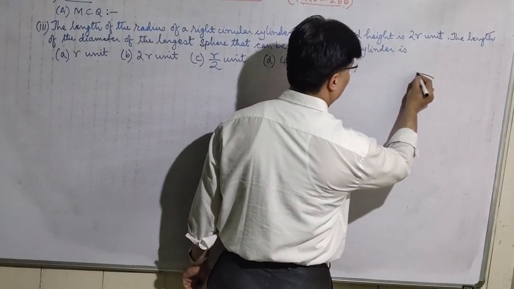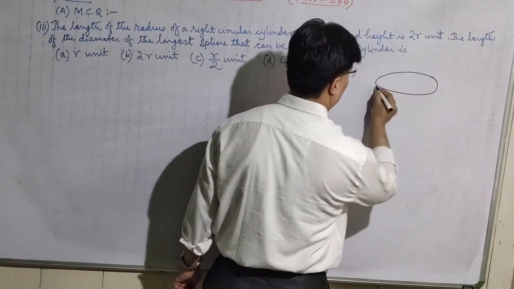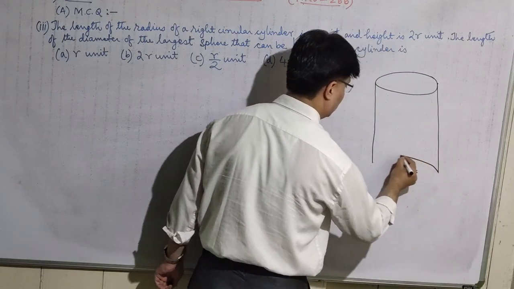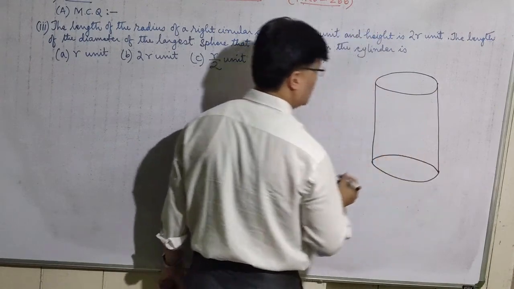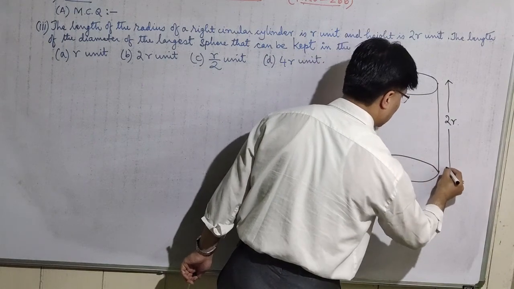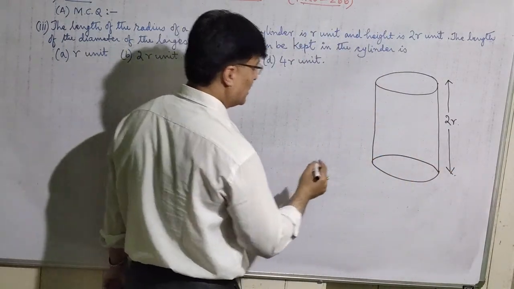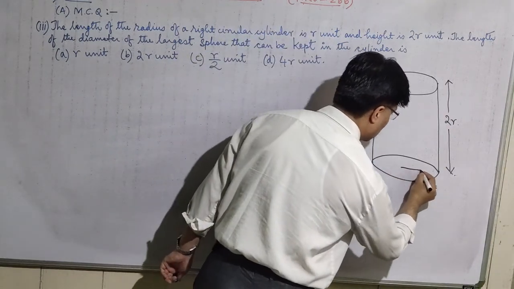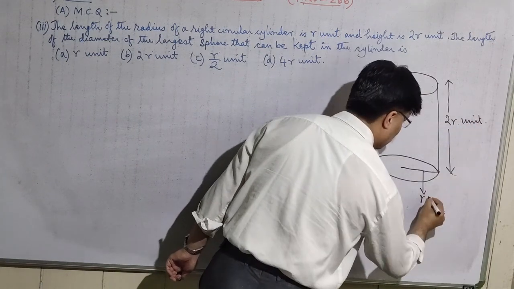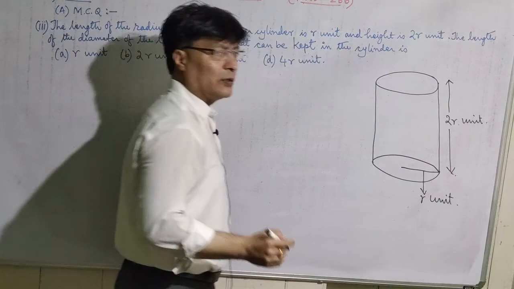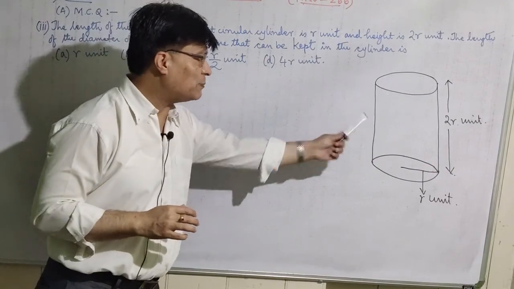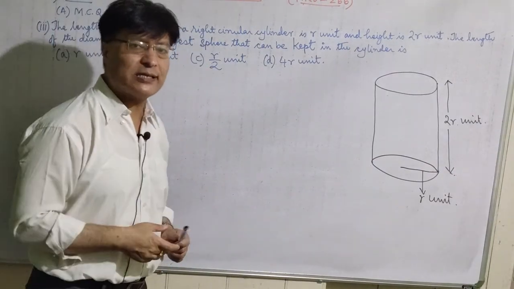So there is a cylinder here. You know that this is a cylinder. Its height is 2r unit. And what is the length of the radius of the right circular cylinder? It is r unit. This is r unit, this is 2r unit. Now we have to find out the length of the diameter of the largest sphere that can be kept inside this cylinder.